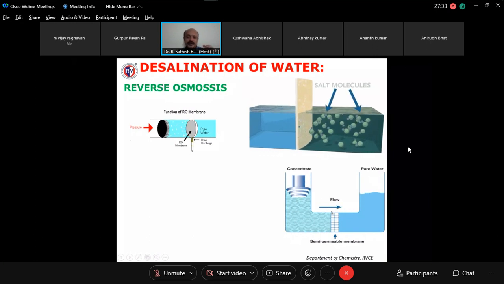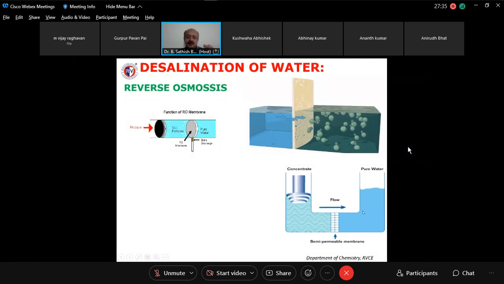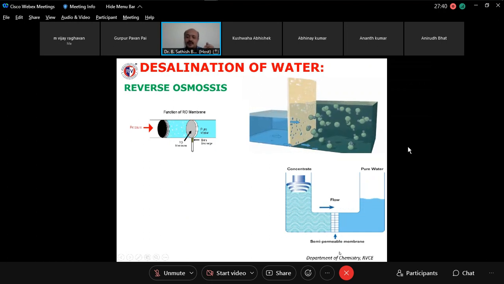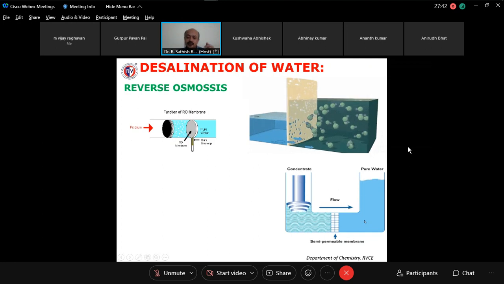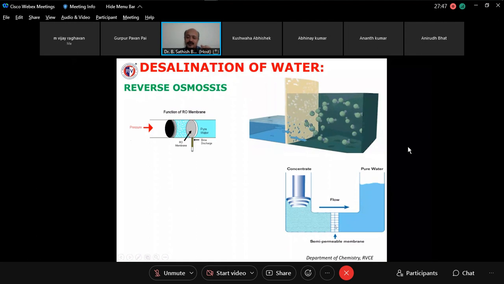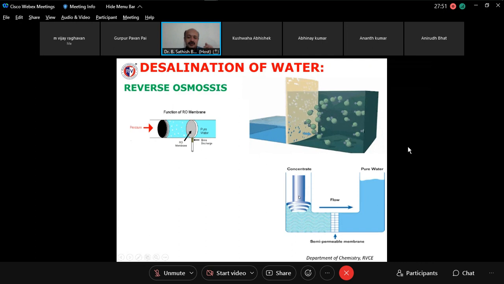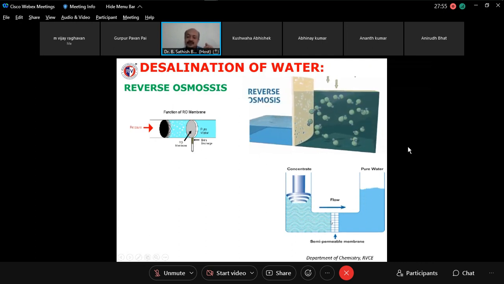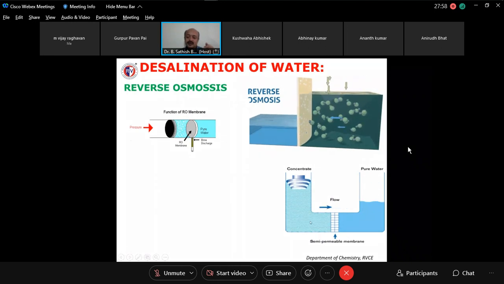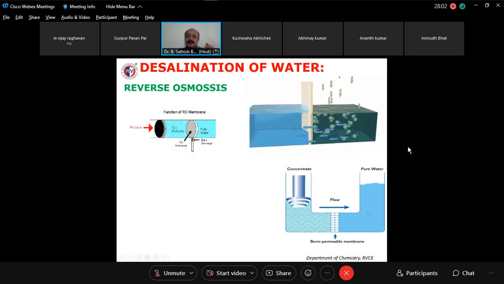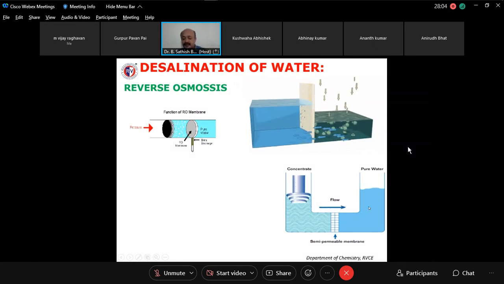And this is one more technique, right? This is a U-shaped vessel. In the middle, we have used a semi-permeable membrane, and pure water and brackish or concentrated water are separated by it. We apply pressure on the concentrated water, inducing reverse osmosis. Only the solvent, that is, water molecules, will pass through the semi-permeable membrane, and the pure water is collected here.